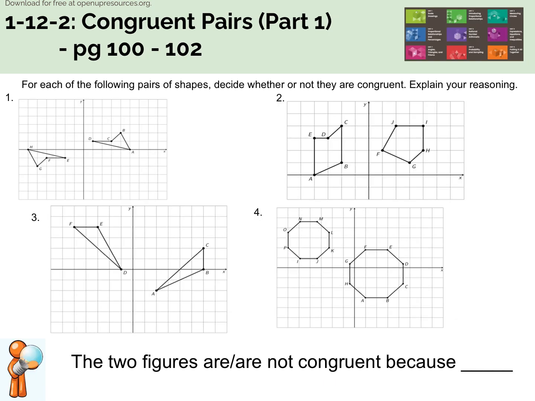All right, let's turn the page. We're going to start with page 100. It goes all the way to 102. And what you're going to do is decide numbers 1, 2, 3, and 4, whether or not they are congruent or not. And then you have to explain why.